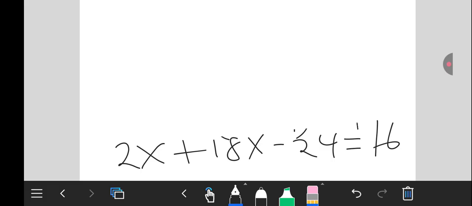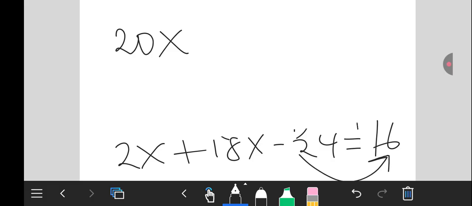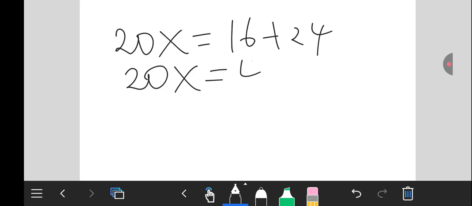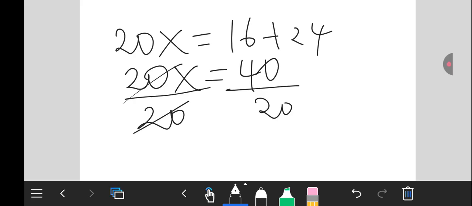Then 2x plus 18x should give you 20x. Then we take this negative 24 to the other side, so it will be plus 24, so it will be equal to 16 plus 24. Okay, then let's solve for x. So 20x is equal to, what is 16 plus 24? It gave us 40. Now to find x, let's divide by 20 on both sides. So x will be equal to 40 divided by 20, and the answer is 2.